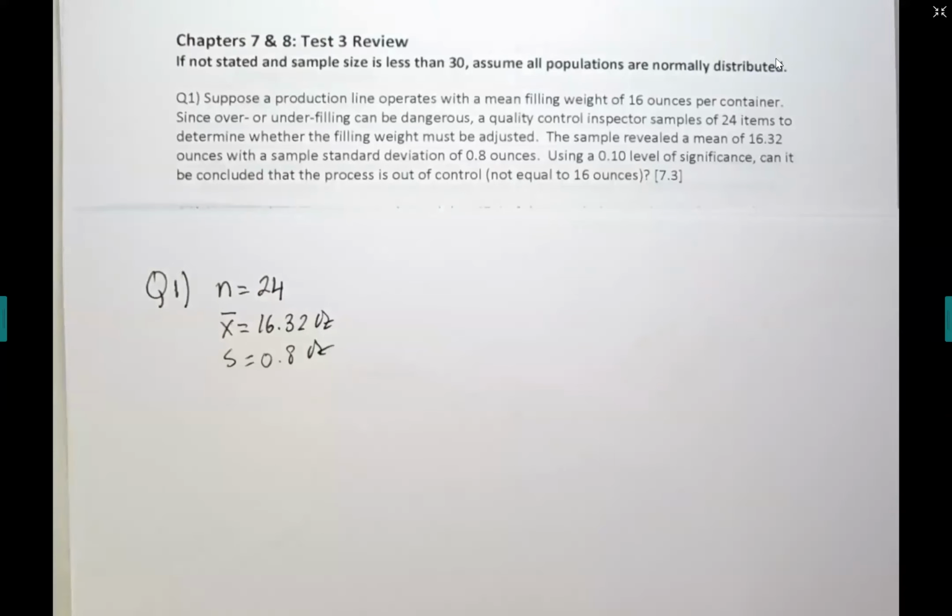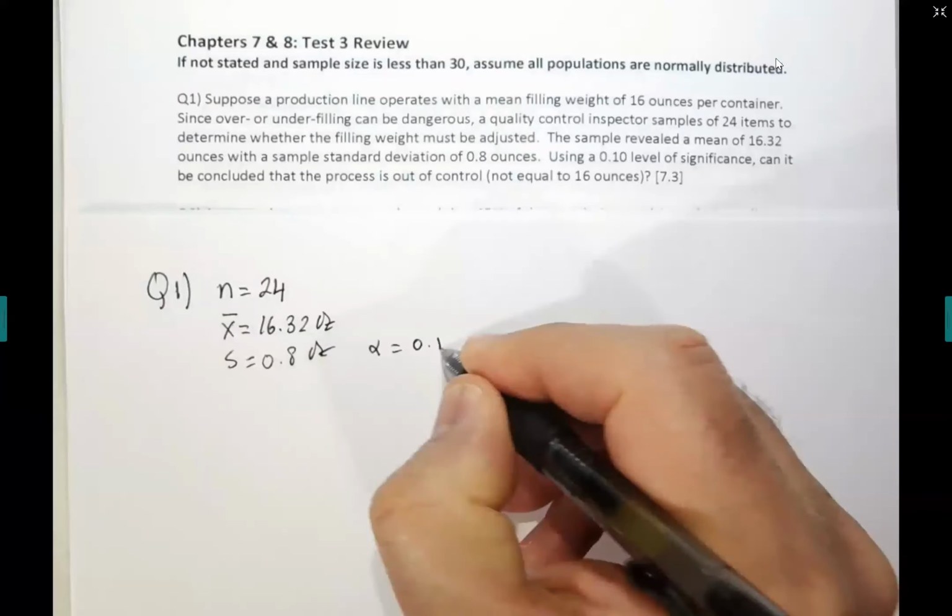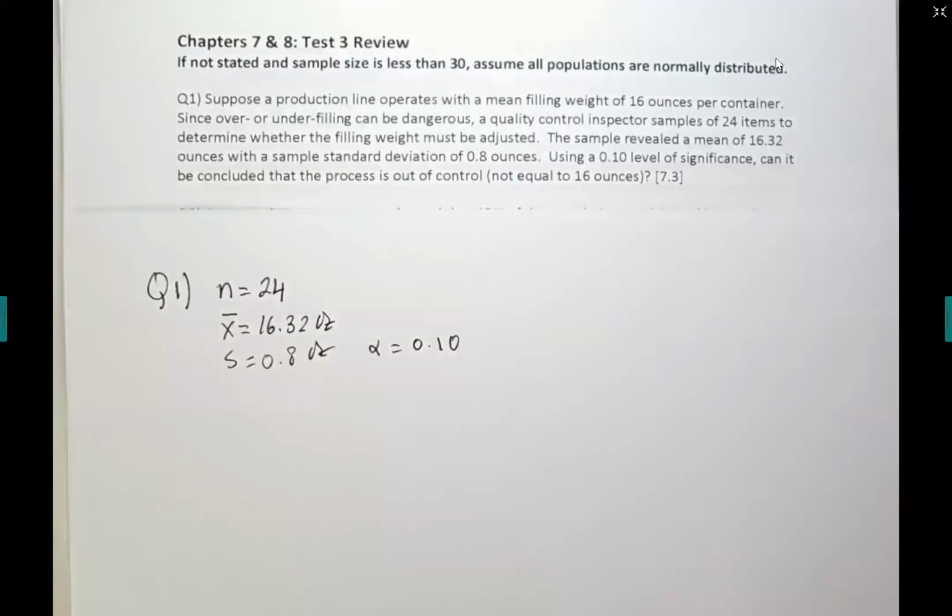Using a 0.10 level of significance. So alpha is 0.10. Can it be concluded that the process is out of control? And I gave you a hint here. It says not equal to 16 ounces. So we need to check that the mean is not equal to 16 ounces.